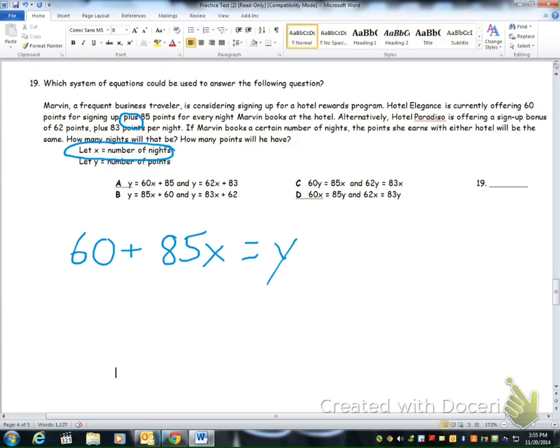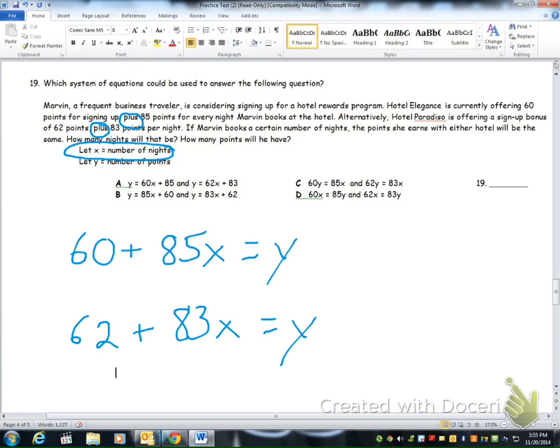Now, the other hotel is offering a sign-up bonus of 62 points. Once again, that's a one-time bonus. Doesn't matter how many times he stays after that, he just earns that for signing up. And then he also earns 83 per night. Again, plus, so we know we're adding. And he's earning 83 per night, again, multiplied by X number of nights. And that should equal the total number of points.